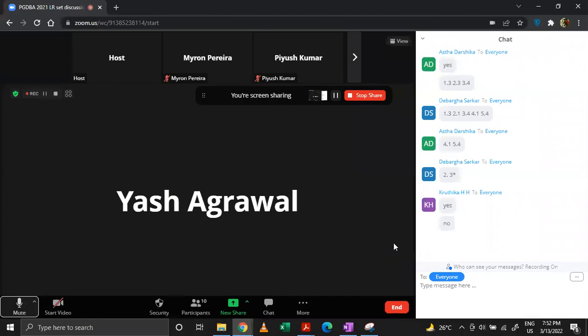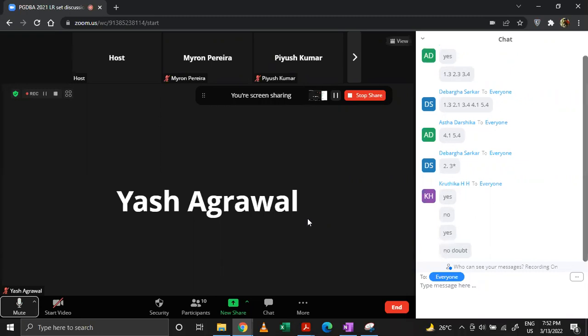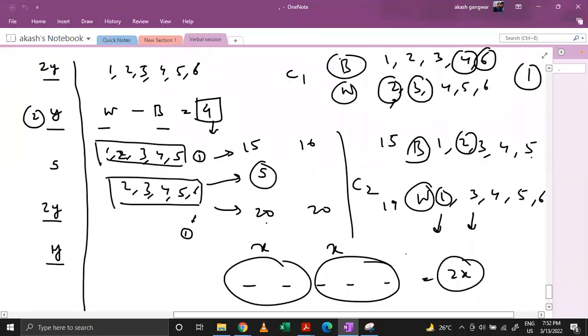Kritika, any doubt over here? Okay, so the total summation should be even for black boxes. So let's have a look at this one. In this one we have summation as 15. So this one clearly gets rejected, and in this one we have summation of 16. So this is the possible one. This one is not the possible one. So we will not take this case. We'll take just these two cases, one with this one and one with this one, right?